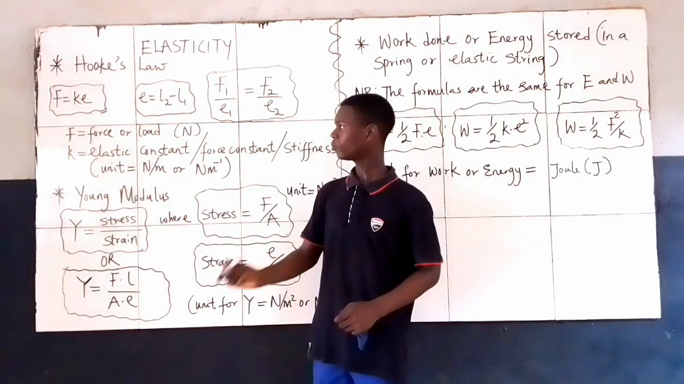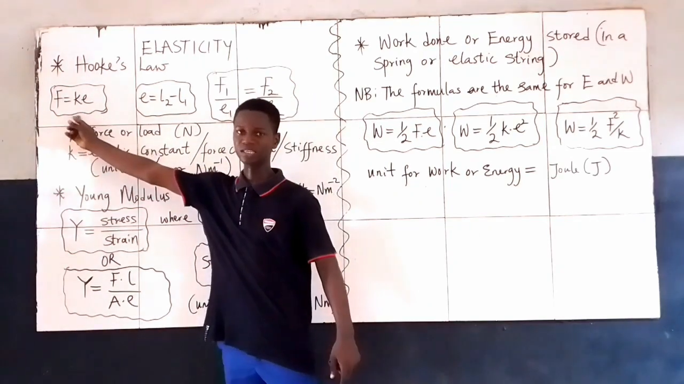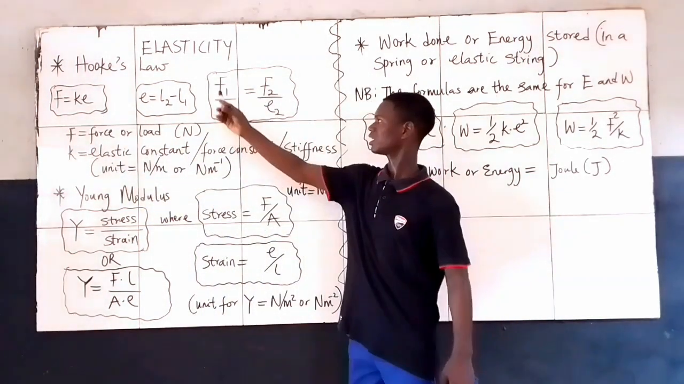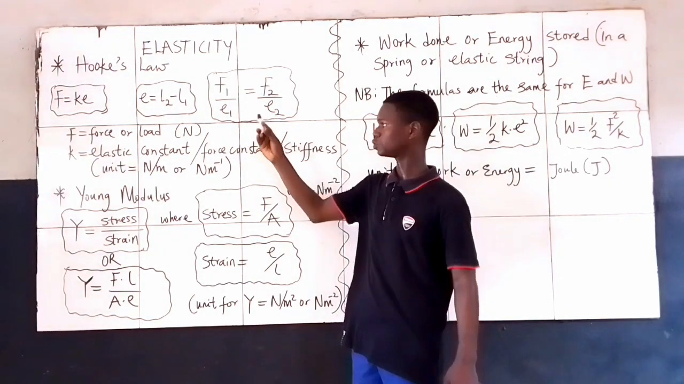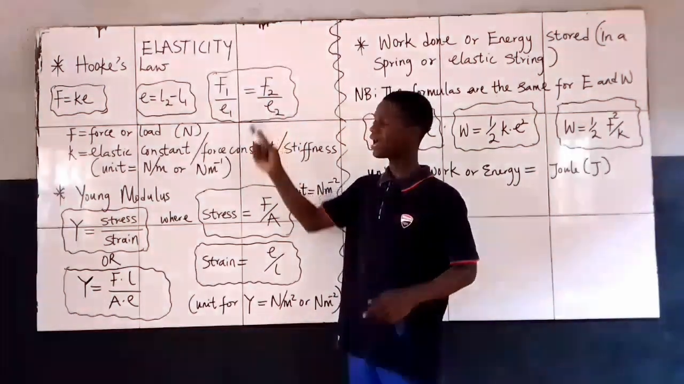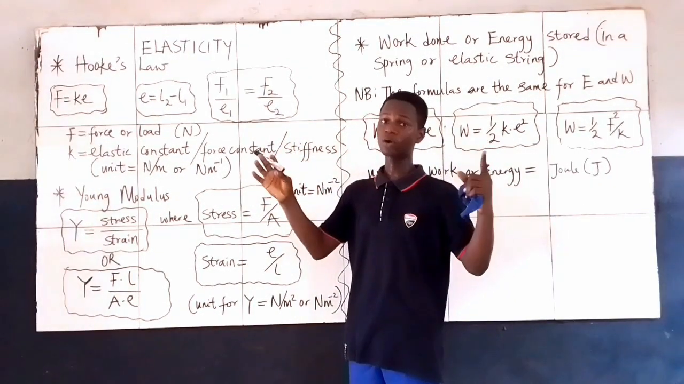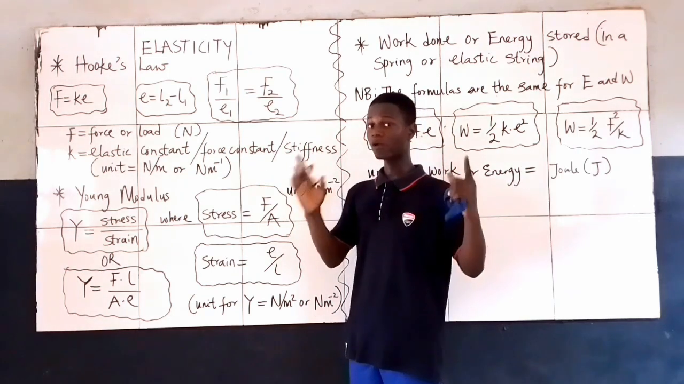Lastly, there is a formula that is derived from this important formula, which is F1 over E1 equals F2 over E2. Now, this formula applies where two scenarios are being compared.